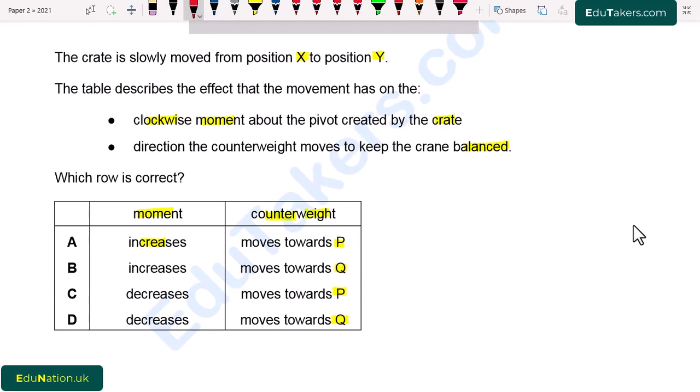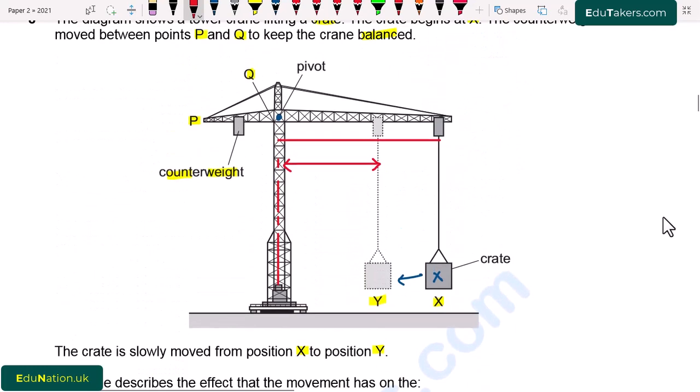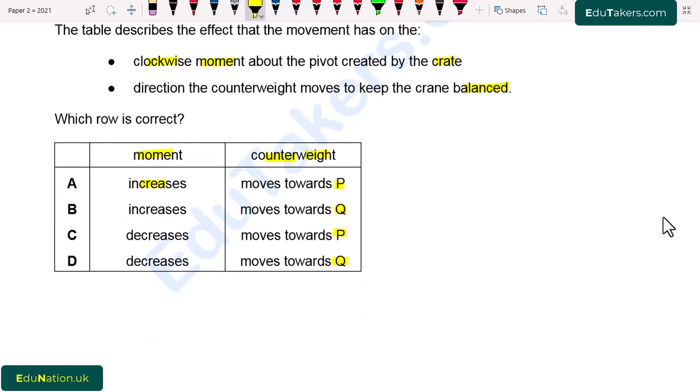So the counterweight moves towards P or Q. So it will move towards Q. Here is the counterweight. It moves towards Q to conserve the moment. So I tick option D.